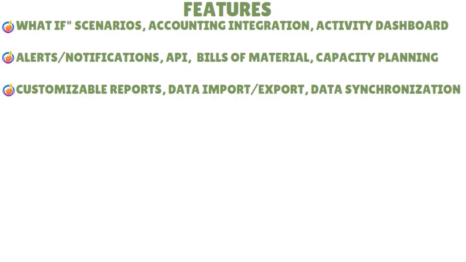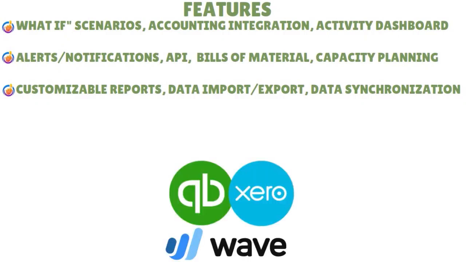You have accounting integration, so you have integration to the likes of QuickBooks. You have Wave. You have Sage accounting. You also have Xero. You have an activity dashboard. The dashboard is pretty user friendly, and the activity dashboard really clarifies a lot of stuff for users. You have alerts, notifications. You have API.